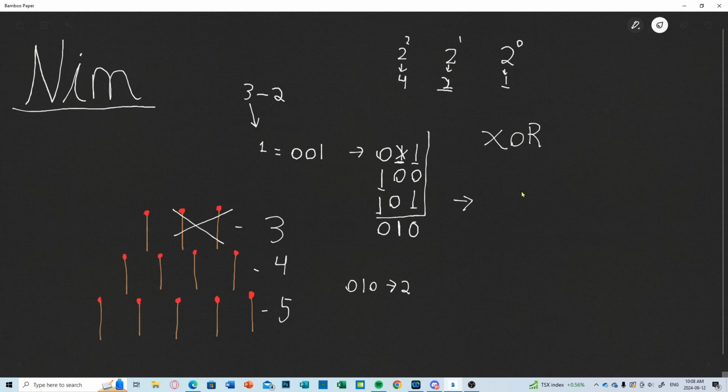Our new binaries will be 0, 0, 1, then 1, 0, 0, and 1, 0, 1. Now if we do our XOR, it's going to be 1 and 1, which is even, so that's going to be a 0. All zeros is 0, and an even number of ones is 0, which means that now we are in a winning position.